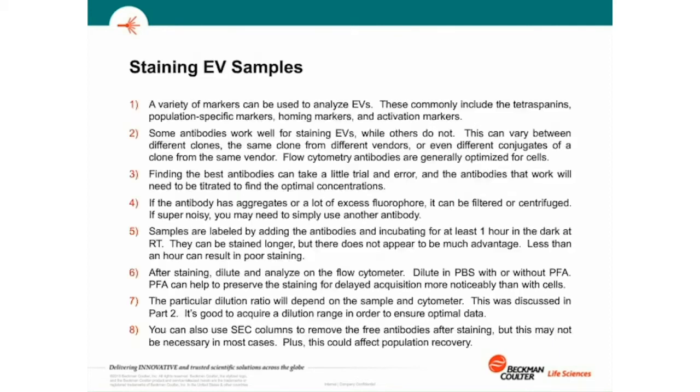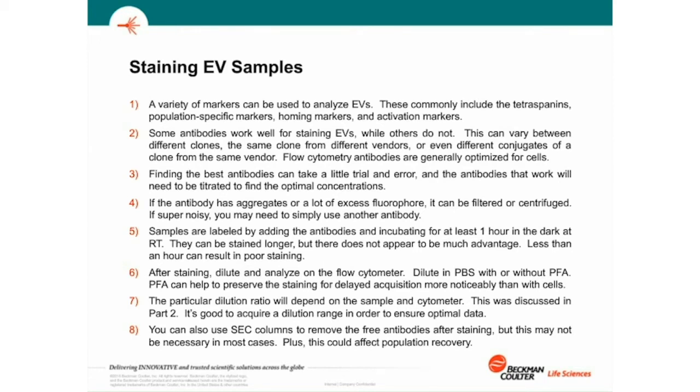Staining EV samples is pretty simple, more or less. Generally, there's a variety of markers that are used to analyze extracellular vesicles. The most common are tetraspanins, obviously population-specific markers, homing markers, and other activation markers. Some antibodies work perfectly well for staining EVs, and others don't.